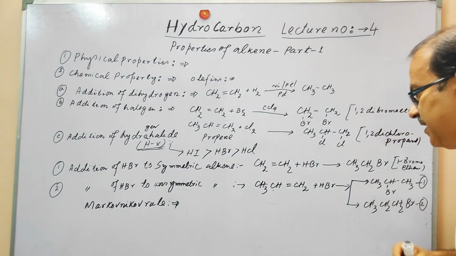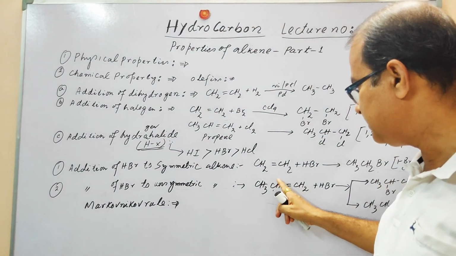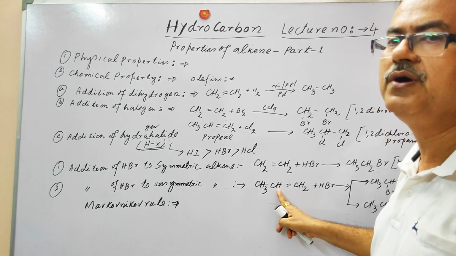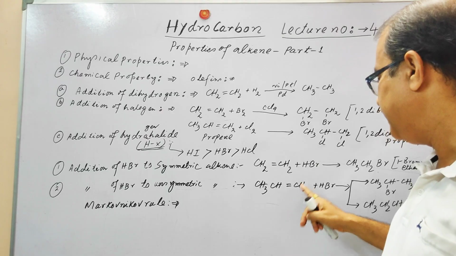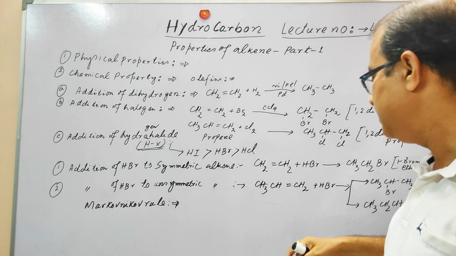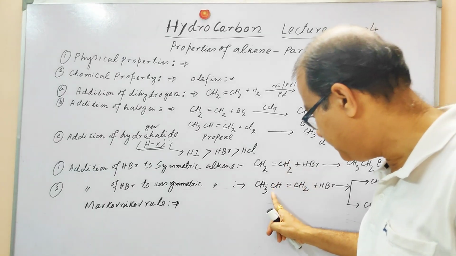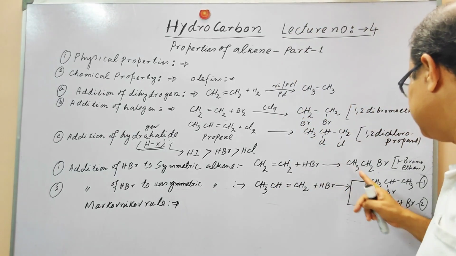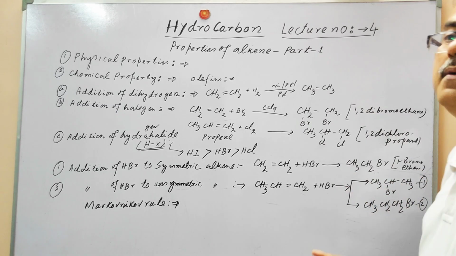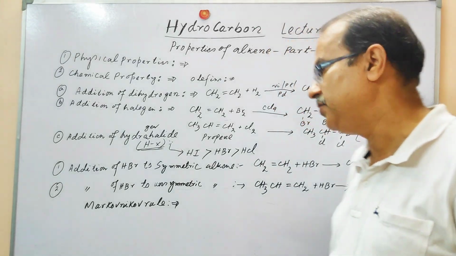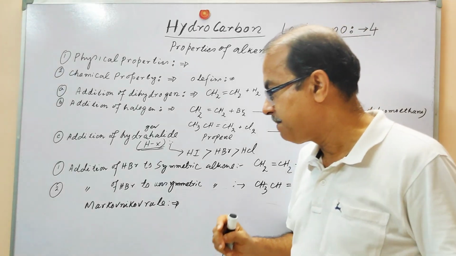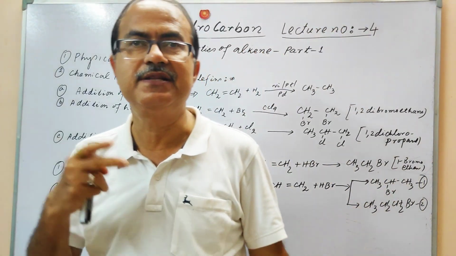Now you can see here, on this carbon atom the number of hydrogen atoms is less. On this other carbon atom the number of hydrogen atoms is high. So the negative part will be joined to this carbon atom. That is why 2-bromopropane is the major product as compared to 1-bromopropane. But that we will discuss later on.